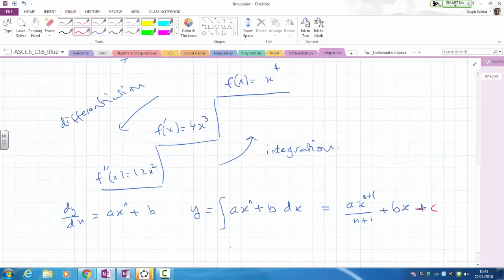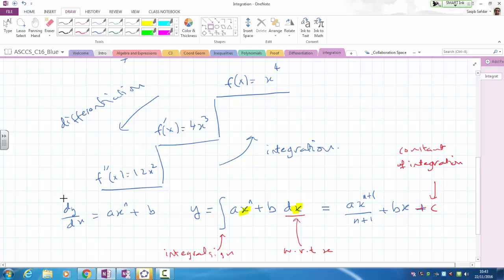So let me just add a couple of notes. There's my integral sign, that means I'm integrating. dx means with respect to x, because that's my variable. Later on, as you'll see, you might have other variables like t or v, for example. And this part here is also quite important. This is called the constant of integration.